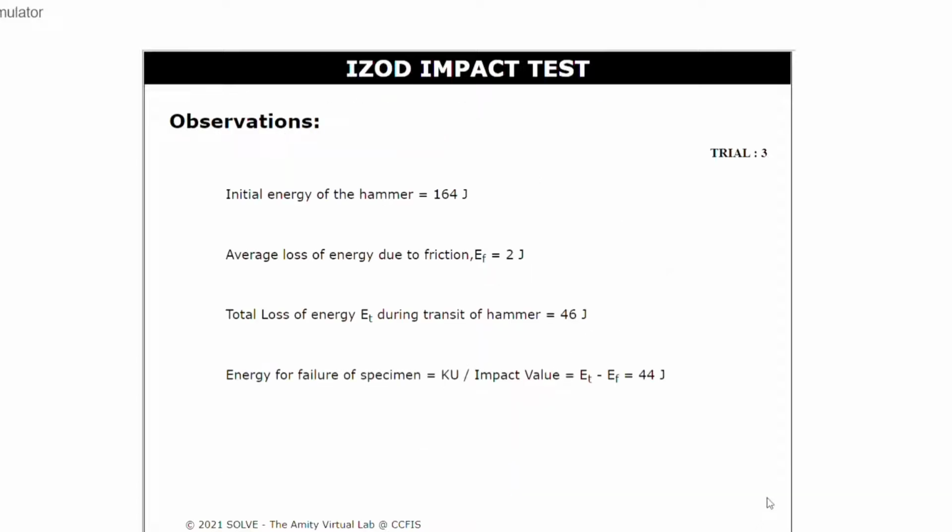Observation for trial 3. Initial energy of hammer is 164 joules. Average loss of energy due to friction is 2 joules. Total loss of energy during the transit of hammer is 46 joules. Energy for failure of specimen is 44 joules.